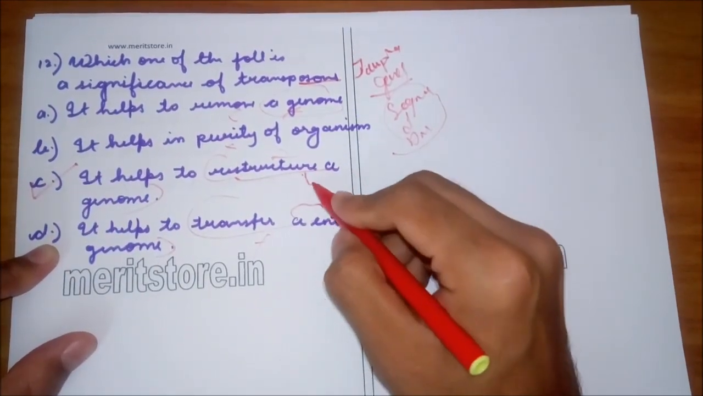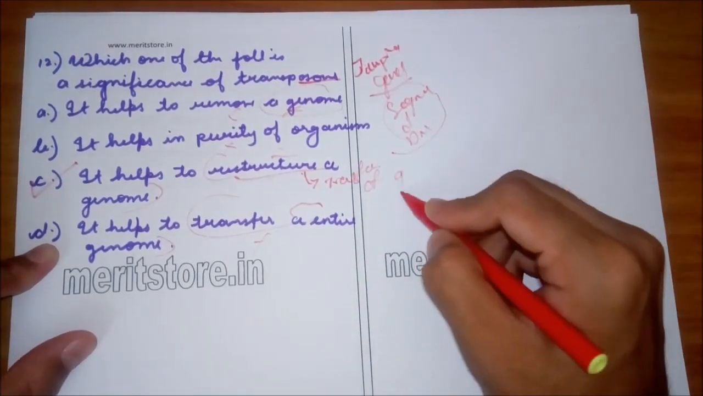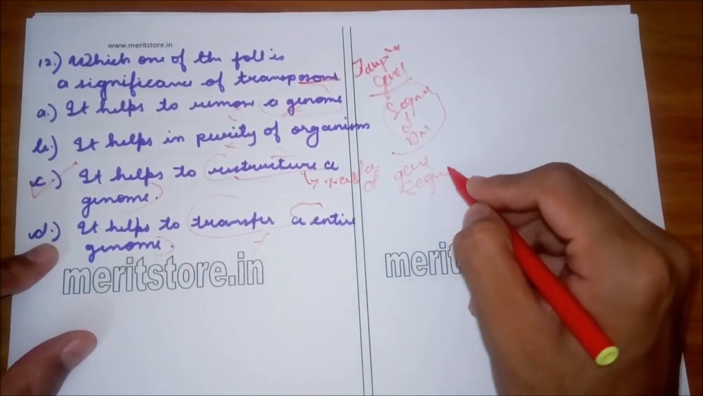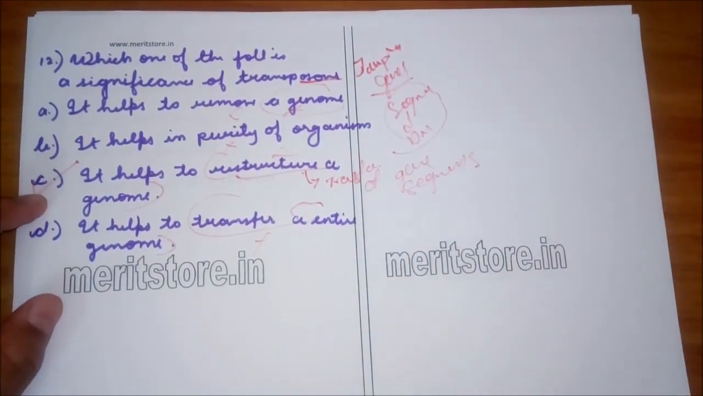Restructuring means transfer of gene segments. Transfer of gene segments is restructuring. So option C is the correct answer.